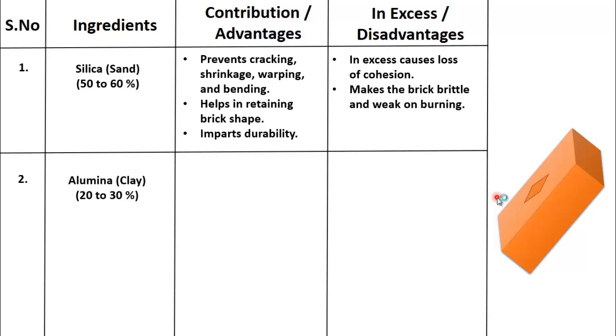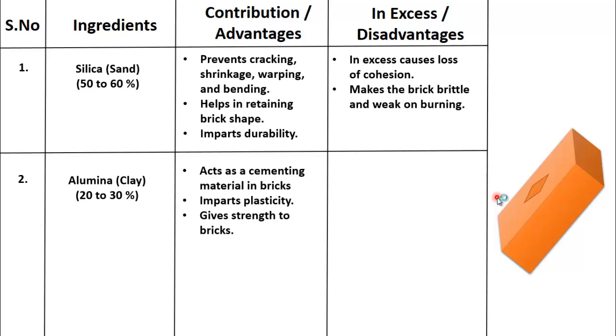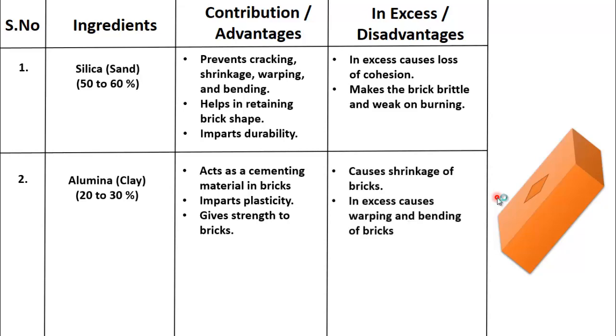The second important component of the brick is alumina or clay. Its composition is 20 to 30%. Alumina acts as a cementing material in bricks. It imparts plasticity to the bricks and it also gives strength to the bricks. If it is provided in excess, it causes shrinkage of bricks. It also causes warping and bending of bricks and thus the shape of bricks is distorted.